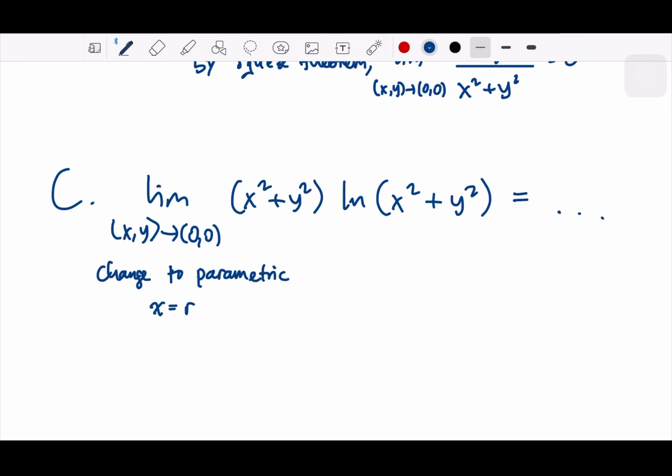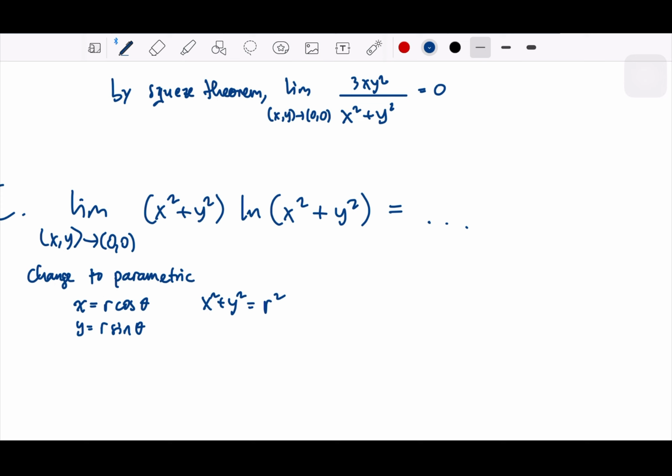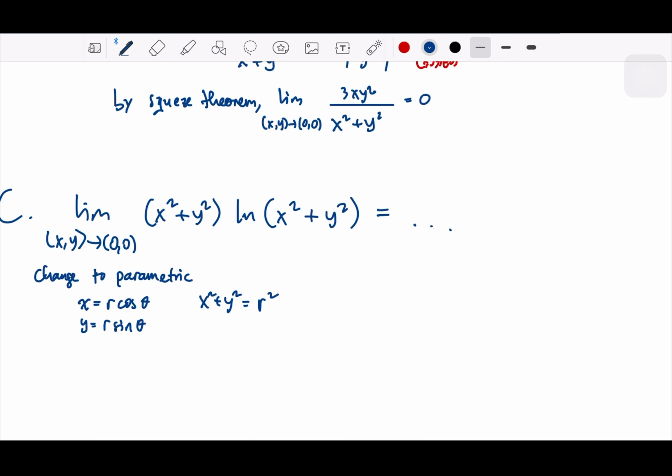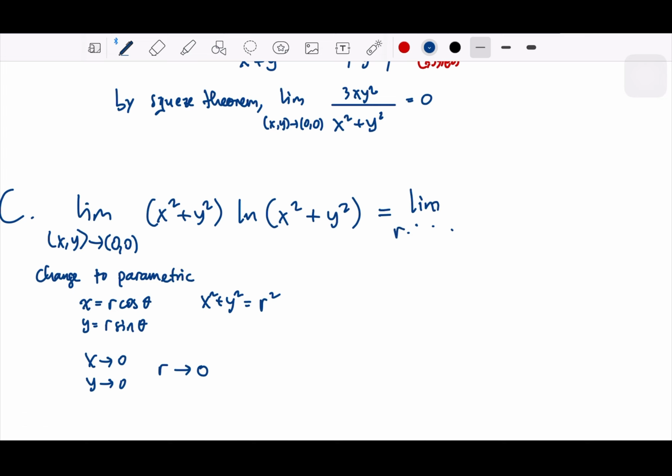So x will be r cosine theta, y will be r sine theta. So x squared plus y squared becomes r squared, right? So we will have the limit. As x goes to 0 and y goes to 0, r will go to 0, right? So we can change the limit, and the expression becomes r squared ln r squared, like that.